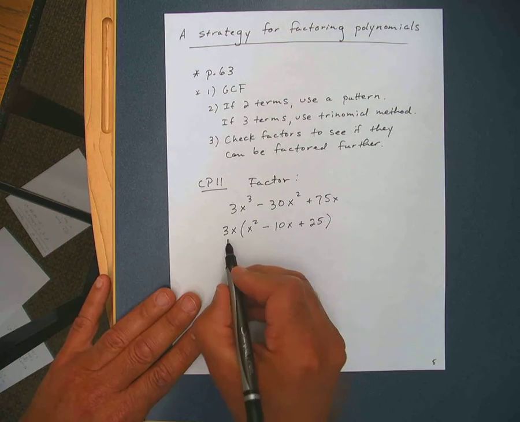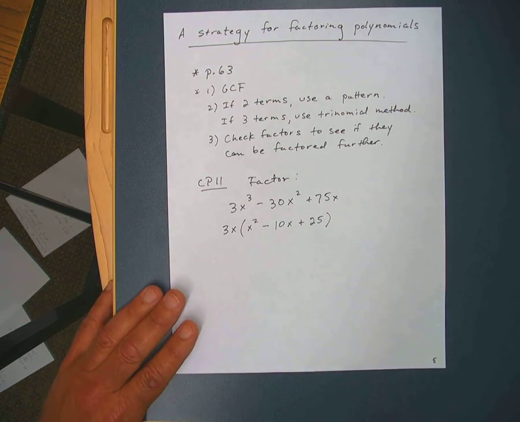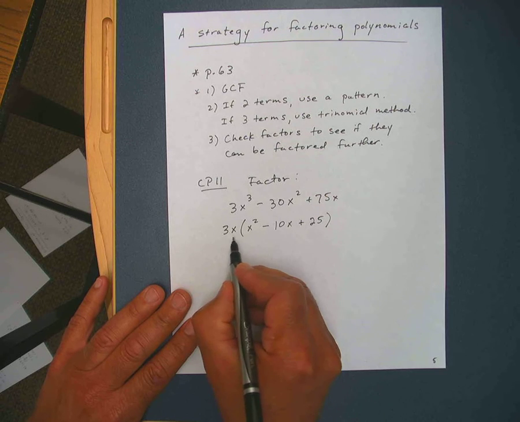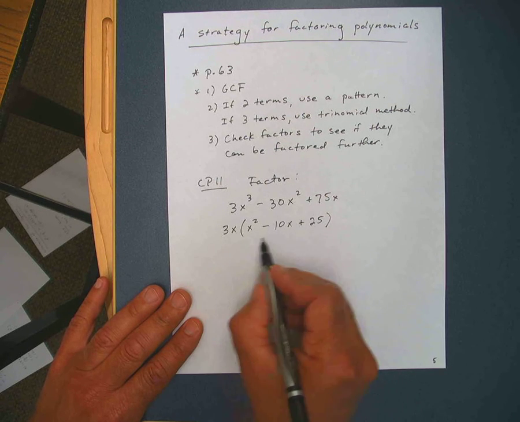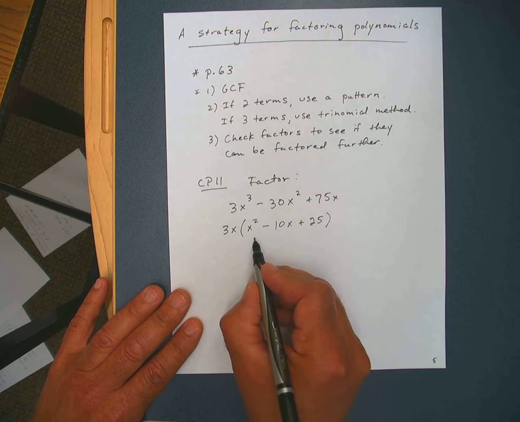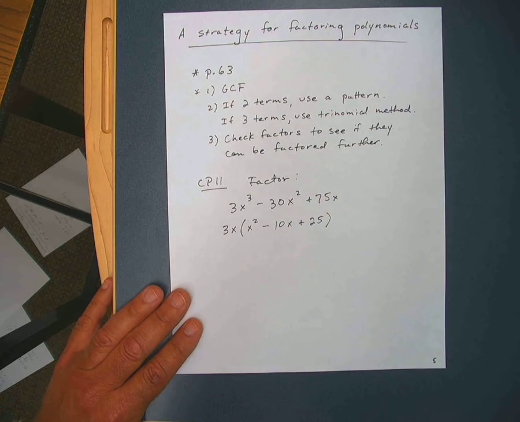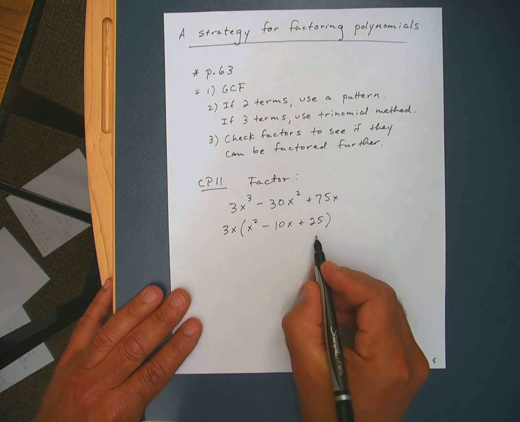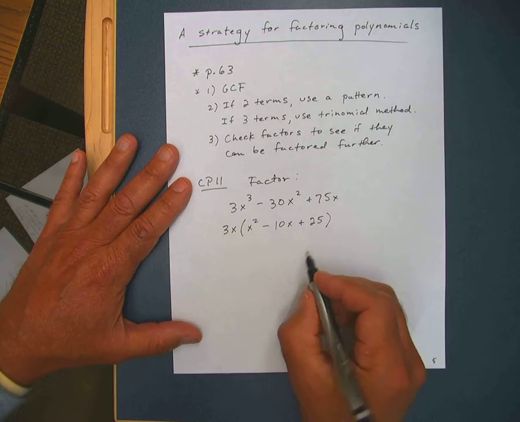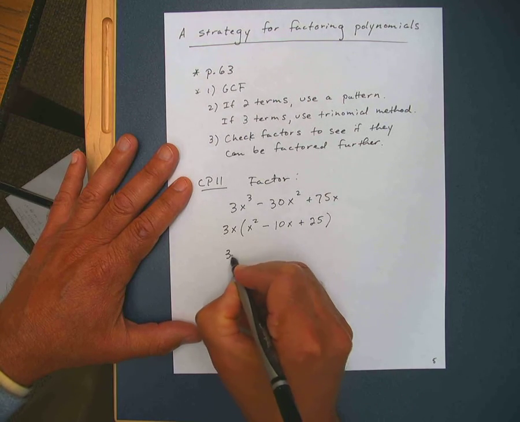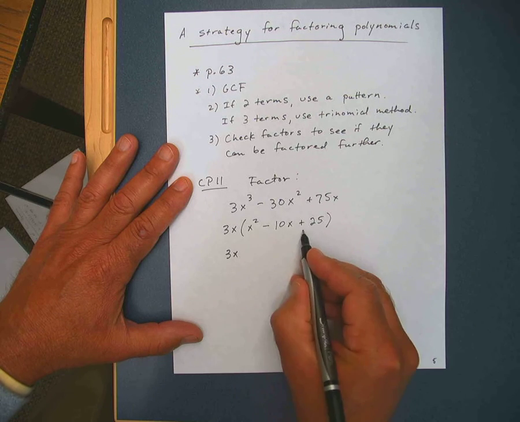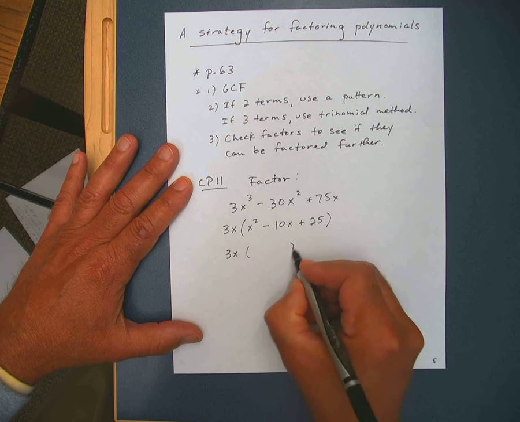So that would be factoring out 3x. The greatest common factor is 3x. We took it out. This cannot be factored. 3 and x, those are as far as you can go. But you should check and see if this factor that we ended up with can be factored further. It's a trinomial, so let's try the trinomial method on it. Let's try to factor it into two binomials.